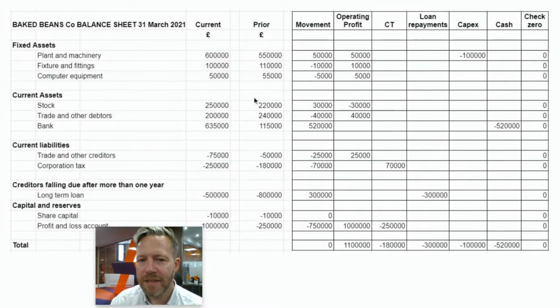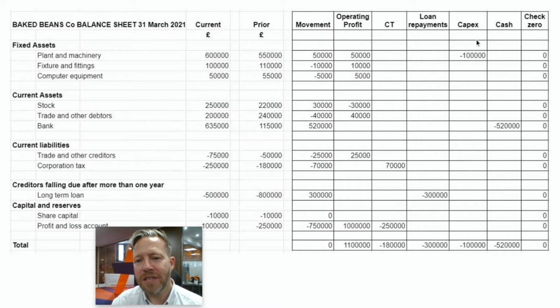First of all, fixed assets. Fixed assets move for two reasons, principally two reasons. One is because you're buying new fixed assets or you're disposing of them. And two is that you've got depreciation on those assets. In the background, I've got a fixed asset register for this baked bean company. You'll remember from Cashflow Part 1 how we bought a canning machine for £100,000.